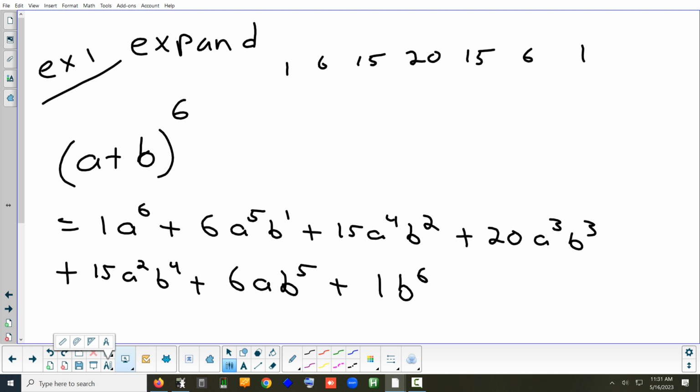Now what we just did here takes the place of writing A plus B times A plus B 6 times, and then foiling all 6 sets of parentheses together. If you know the pattern, this is a lot faster. But that's what you get if you raise A plus B to the 6th power.